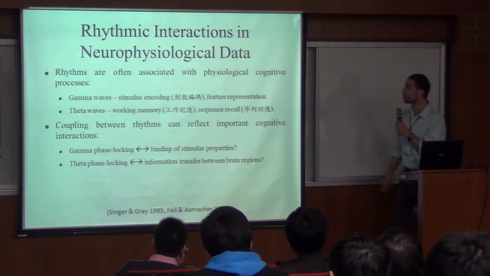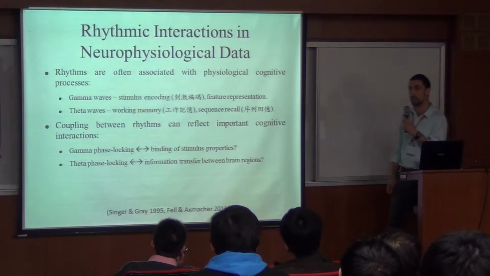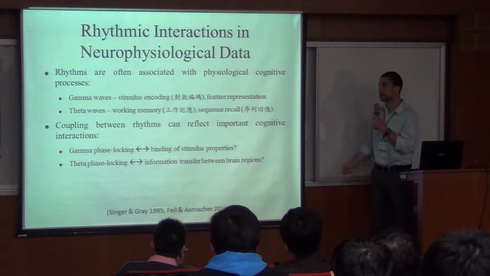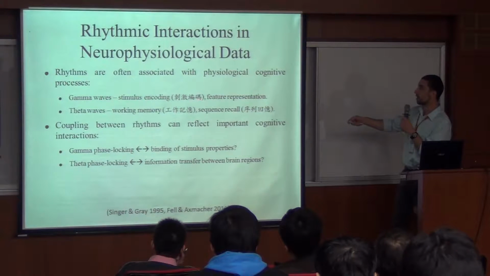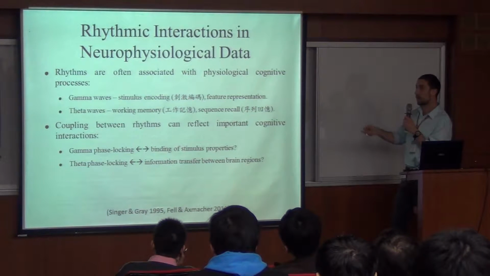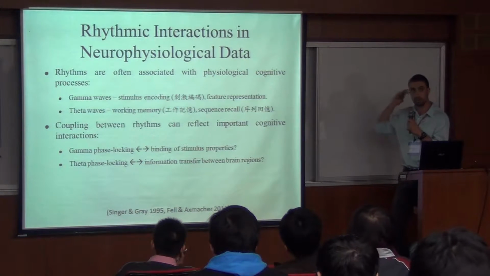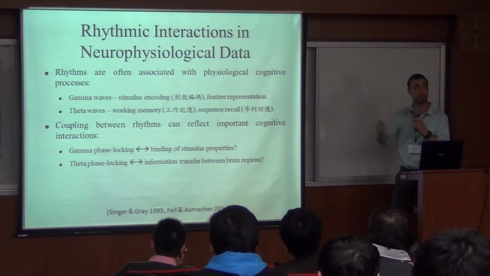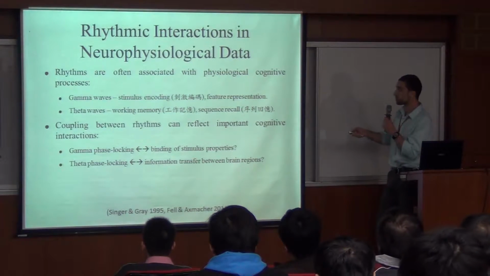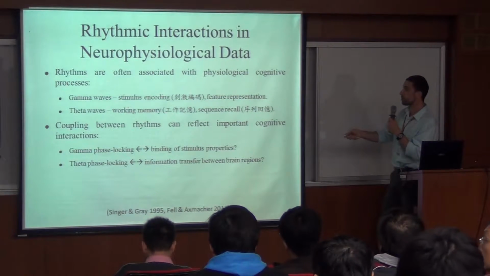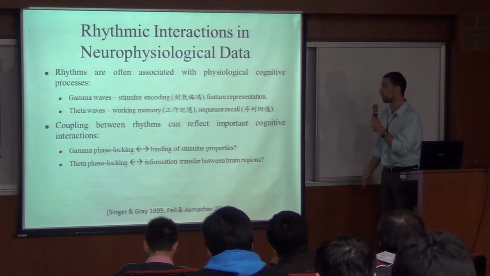So they also are associated with a variety of cognitive processes. They have real cognitive importance. So, for example, gamma waves appear to be related to encoding of stimuli and representing features in the brain. For example, visual stimuli are associated with robust gamma frequency rhythms in the visual cortex. Theta rhythms are associated with working memory and sequence recall, as we'll see.